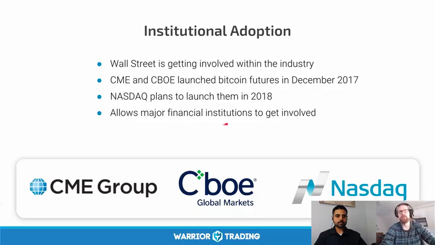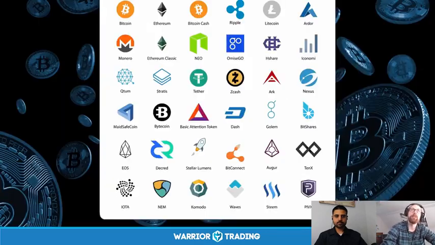And with financial institutions, they have to trade in regulated financial instruments when they're trading the money of a company's 401k or a pension fund or something like that. They can't just be dabbling in an unregulated market like cryptocurrency. They just couldn't do it. But now with the futures, they're able to.